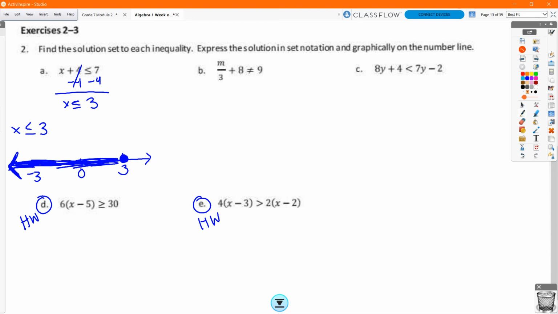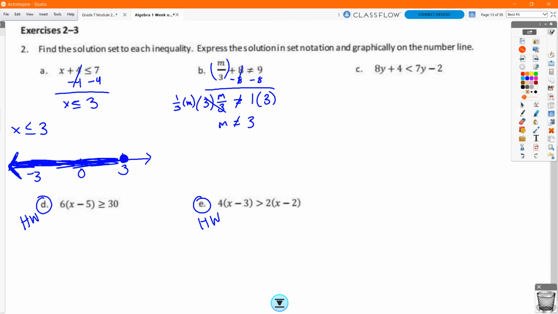M divided by 3 plus 8 does not equal 9. Remember, we can't touch this yet until we get rid of this, so we have to subtract 8 from both sides. So I have M divided by 3, 8 minus 8 is 0, does not equal 9 minus 8 is 1. Now, when you have a denominator here, this is the same thing as saying 1/3 times M. To get rid of a fraction, you multiply by the reciprocal. So 3 divided by 3 gives us 1, so that leaves me M does not equal 3.